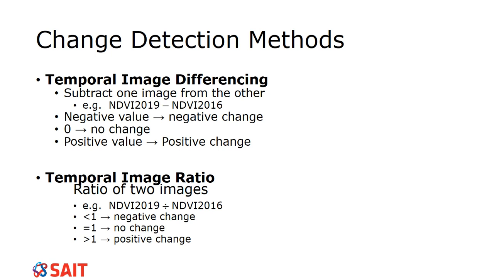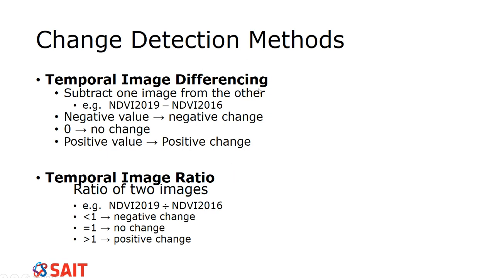They're pretty straightforward. Temporal image differencing means I take one image and subtract it from the other. If I'm using my NDVI, I always take my newest image and subtract the oldest image. If I end up with a negative value, that means the NDVI has gone down, so the health of vegetation has gone down. If it is 0, there has been absolutely no change. If it is positive, we have a positive change, so it means that 2019 has gone up for NDVI.